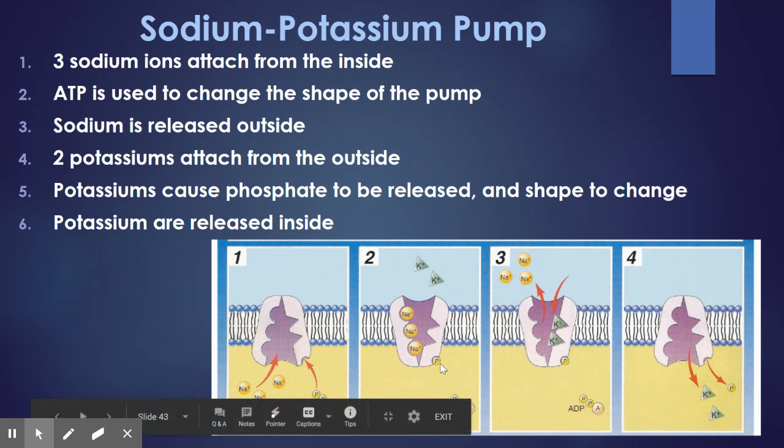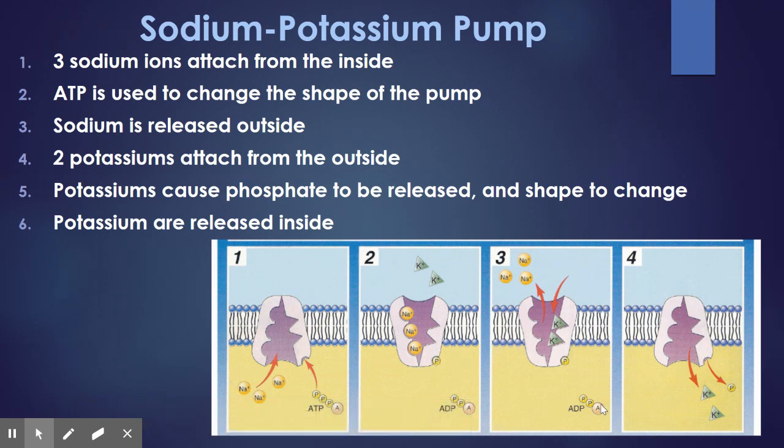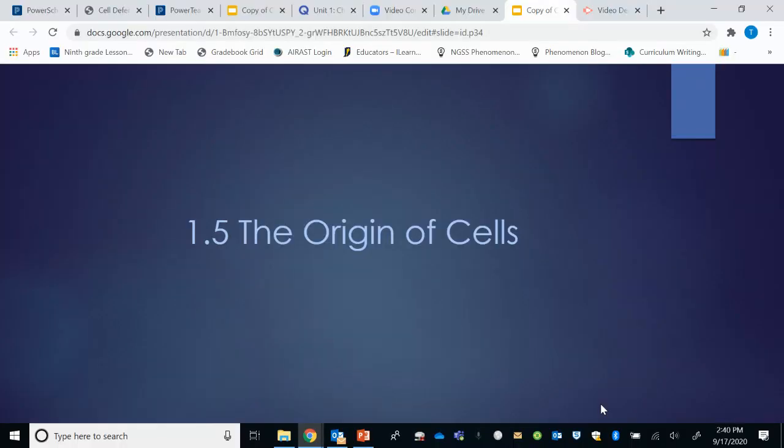When it donates a phosphate, it causes that pump to change shape, where it opens up to the outside. Now the sodiums can leave and the potassiums come in. And when the potassiums come in, the phosphate leaves again to go join ADP and it changes its shape again. So it pumps open and close, allowing it to do its thing.